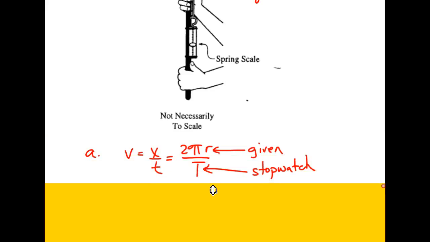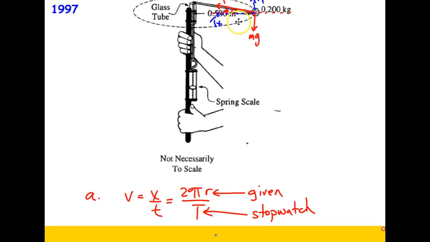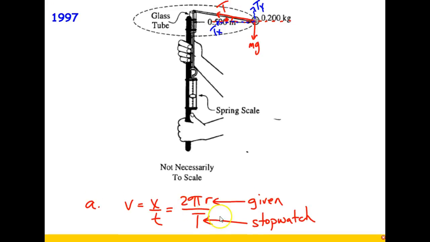How is the velocity determined? Well, the velocity is distance divided by time, and once again, the distance is the circumference of the circular path, and the time is the period of revolution. The circumference is given by 2 pi r, and the radius is given. So by using the stopwatch, by using the timer, you can determine the period and then divide, and you can get the velocity.